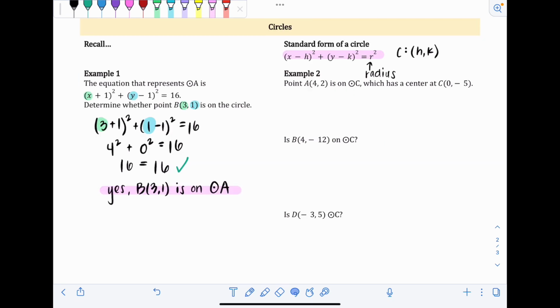For example 2, point A (4, 2) is on circle C, which has a center at C, which is (0, -5). And we want to see if point B and point D are both on circle C. So there's a few different ways that we can do this problem.